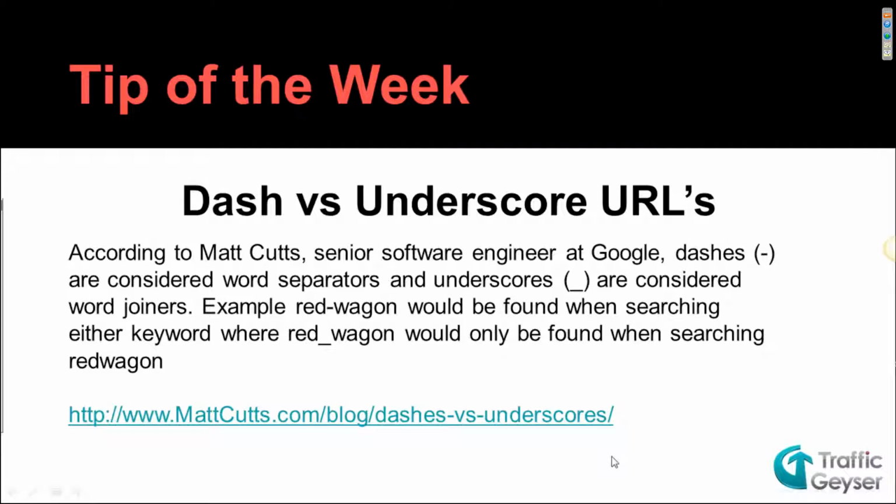Underscores are considered word joiners, which means that if the example of a website is red-wagon.com, somebody searches for red and wagon separately, they're going to be able to find that website. If the website is red_wagon and they search for either of those, they're not going to be found. Because the underscore is a word joiner, they would have to put in that exact word or that exact phrase, red_wagon, in order to be found.